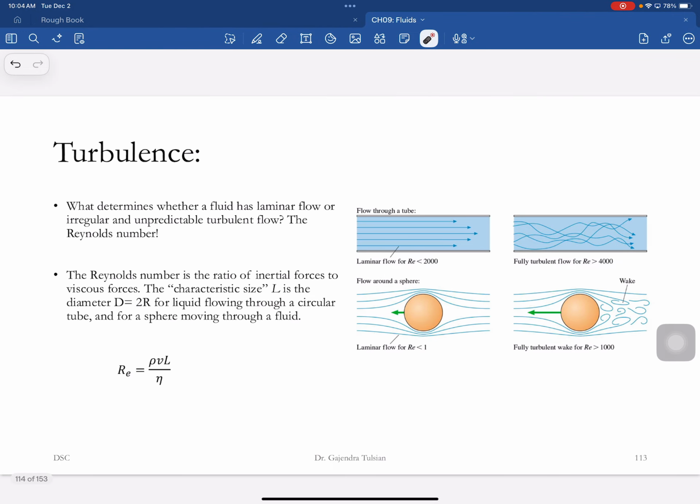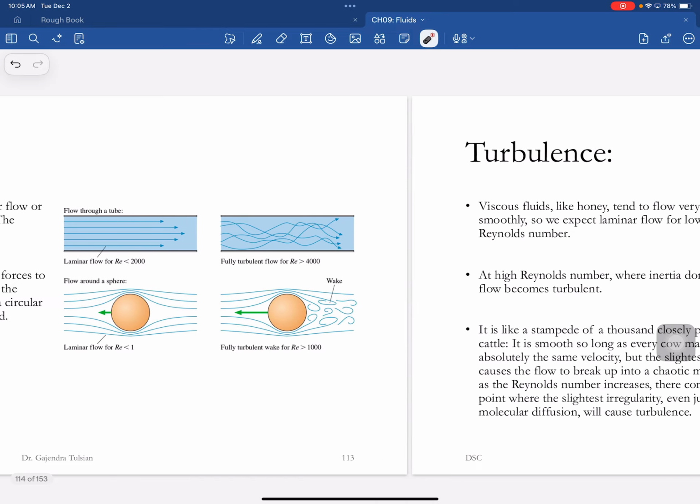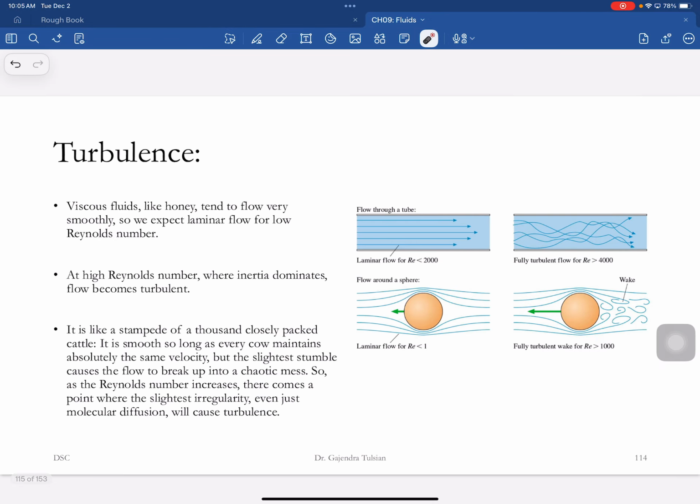What we are concerned with is a fluid flow transitioning from laminar to turbulent flow. We don't want turbulent flow. So if in your body you have turbulent flow, then that's trouble. Viscous fluids like honey tend to flow very smoothly, so we expect laminar flow for low Reynolds number. At high Reynolds number, when inertia dominates, flow becomes turbulent.